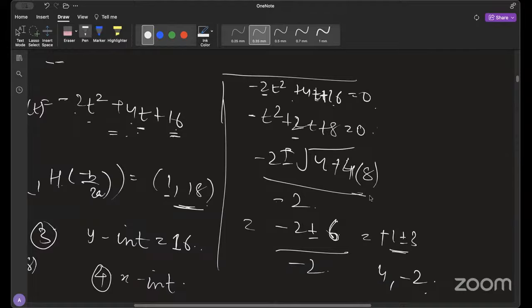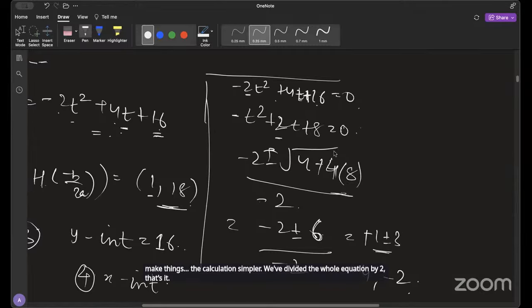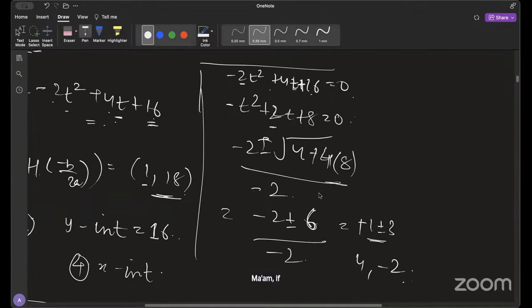To make the calculation simpler, we've divided the whole equation by 2. That's it. We divided by minus half, or you could say multiplying it with minus half. Yes, that works too.